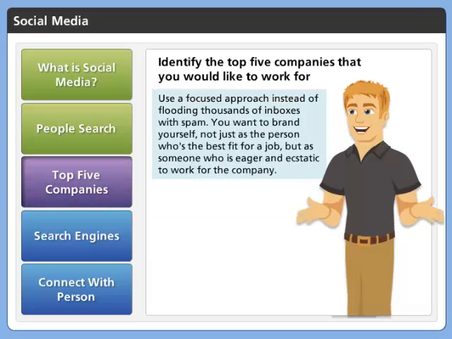Identify the top 5 companies that you would like to work for. Use a focused approach instead of flooding thousands of inboxes with spam. You want to brand yourself not just as the person who's the best fit for the job, but as someone who is eager and ecstatic to work for the company.